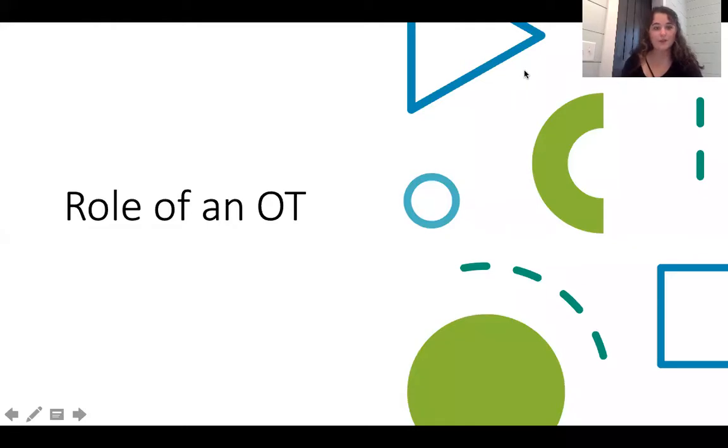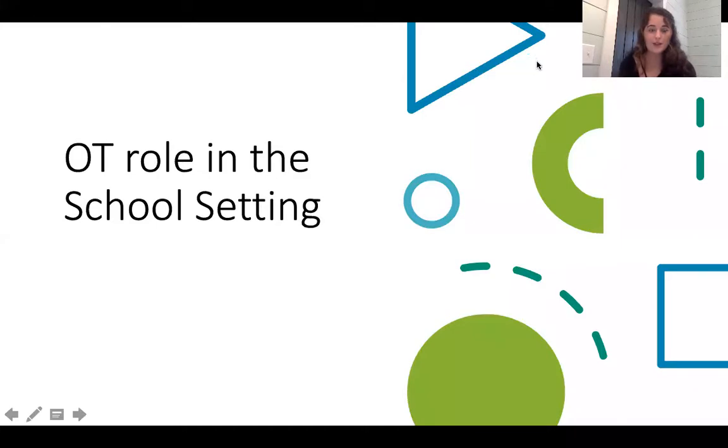So now we're going to talk about the role of an occupational therapist, a general practitioner. The role of an occupational therapist is to look at the client holistically, to help identify potential barriers to occupational performance and provide adaptations and modifications in order to support those needs. Also to promote independence in daily tasks and what the client needs or wants to do.